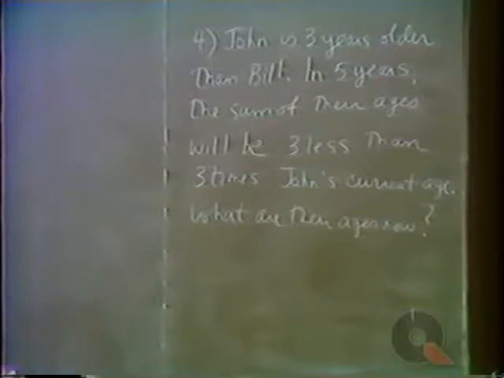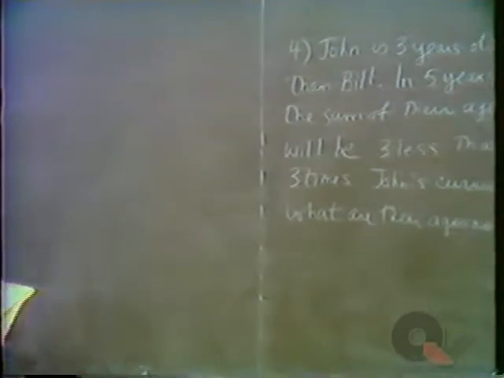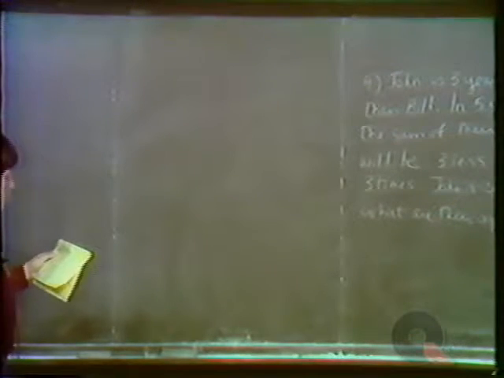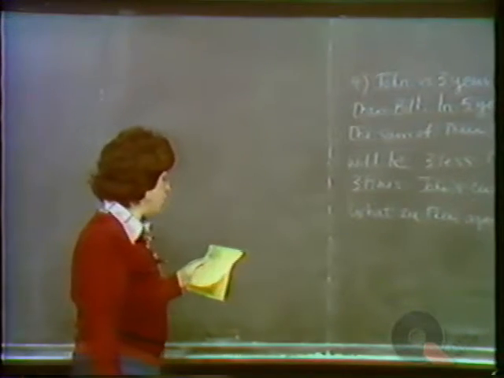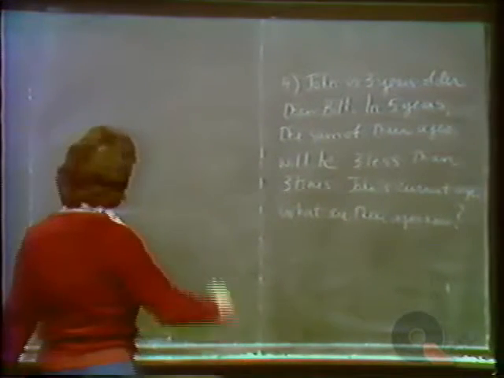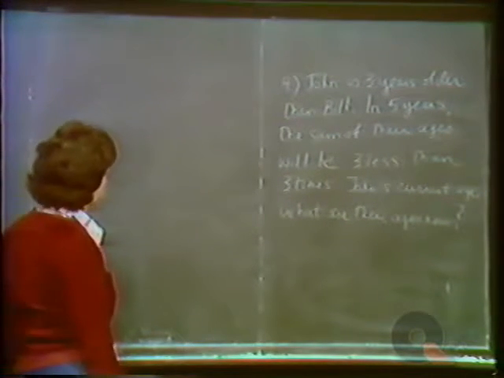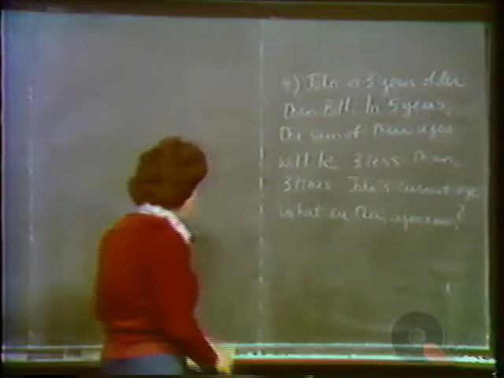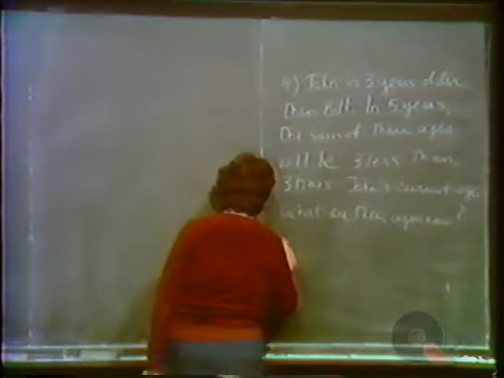Okay, John is 3 years older than Bill. In 5 years, the sum of their ages will be 3 less than 3 times John's current age. What are their ages now? Now, when you first look at a problem like this, it looks horrible. But if you make yourself a little chart, it does help a lot.